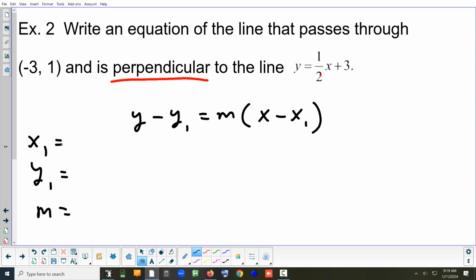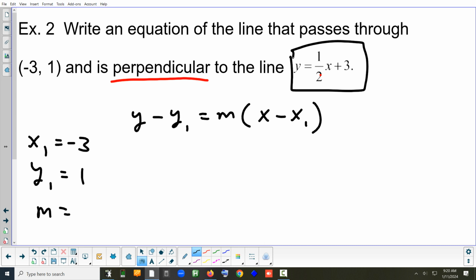What is x1 going to be? -3. That's the number that comes before the comma. How about y1? 1. The number that comes after the comma. And now the slope. Here's the line that they gave us, and we want to be perpendicular to that line. So what's the slope of the line they gave us?